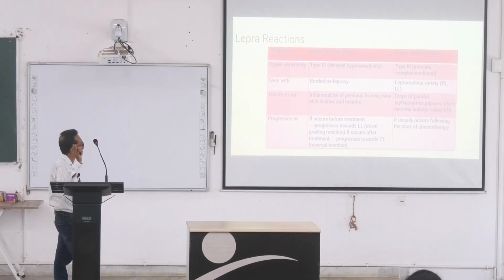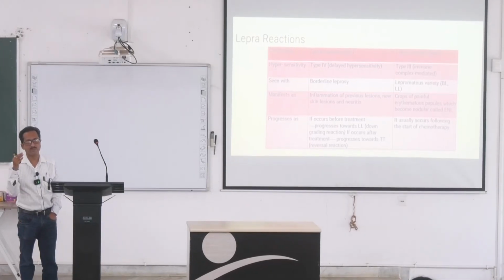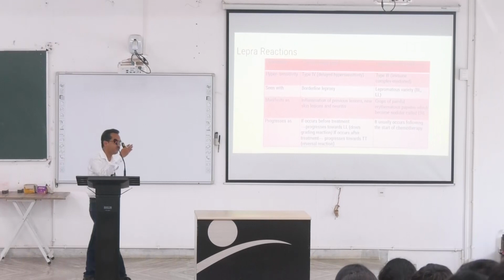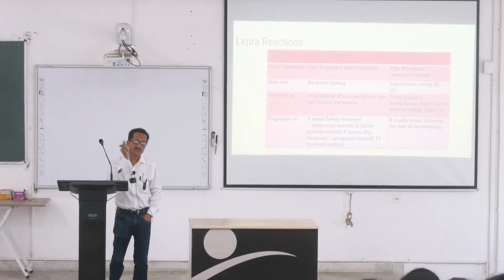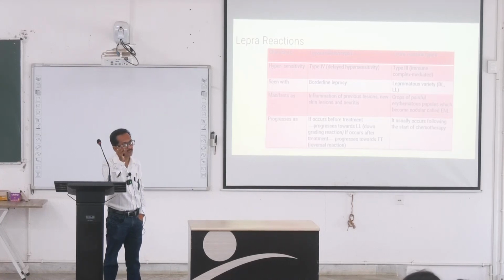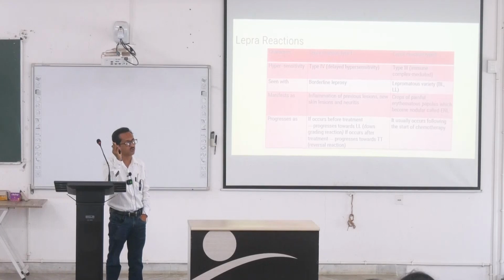And lepromatous variety, either a borderline lepromatous or lepromatous type, we will see the lepra reaction type 2. So how does it manifest? How will you know the patient has presented with lepra reaction? The patient may be treated or untreated, and may present with lepra reaction directly, without the other clinical features we have described. They may present with lepra reaction initially.